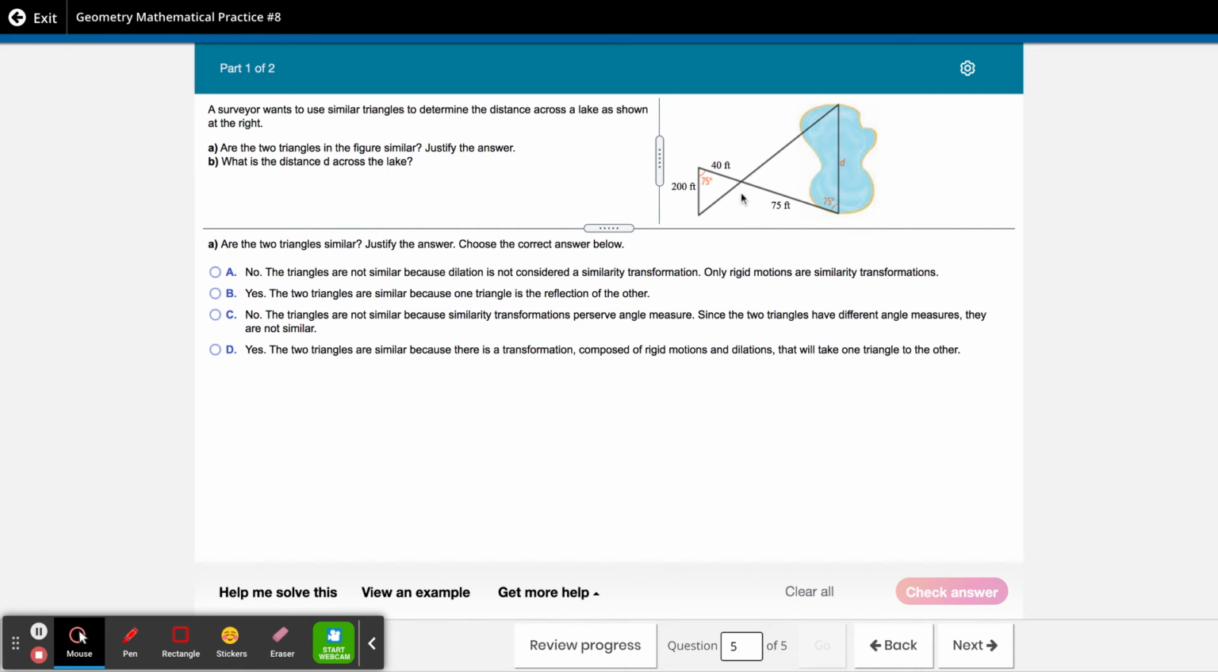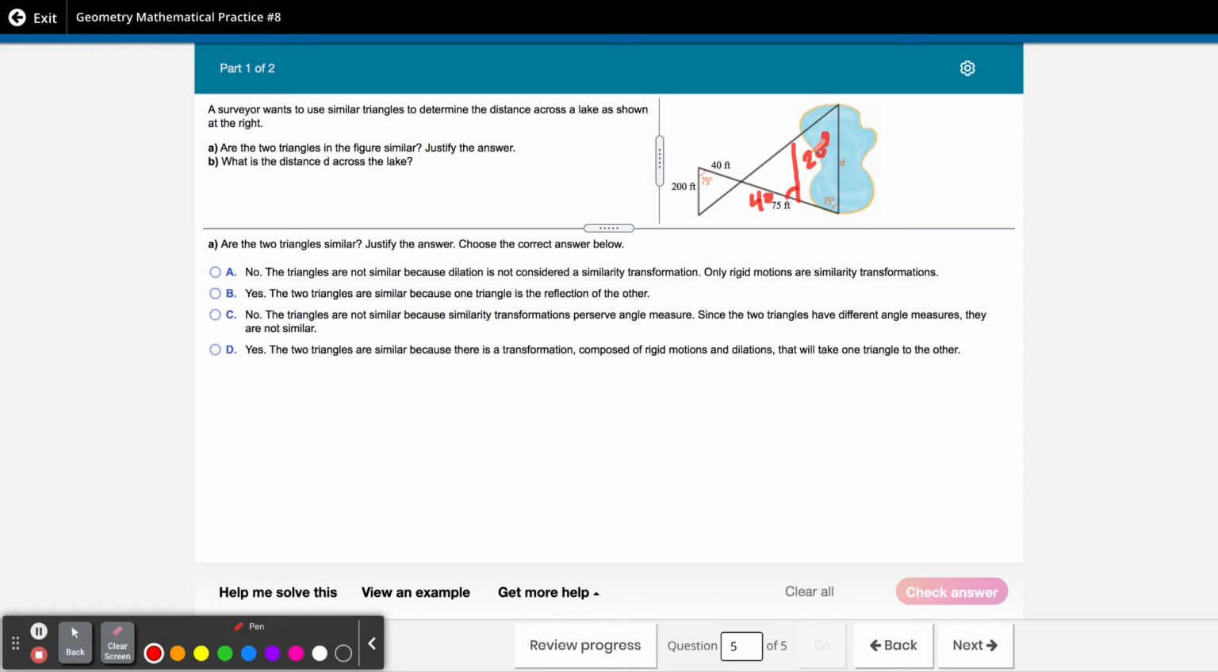What we want to do is set up a ratio based upon this side length and this side, and this side length and this side. So if I just redraw my triangles, I have similar angles, which are corresponding angles. I have corresponding side lengths. So this side would then be 40, and this side will be 200.